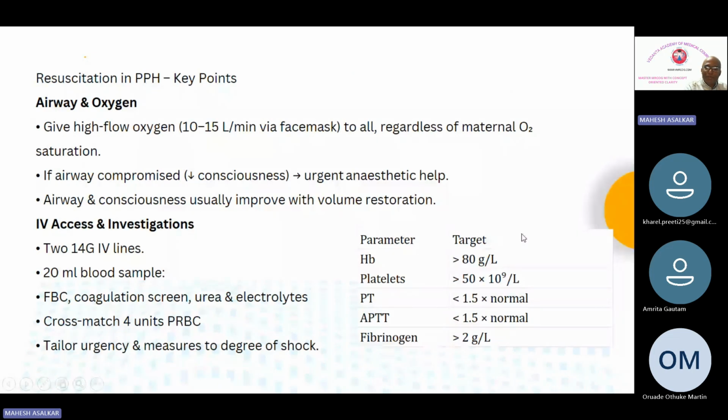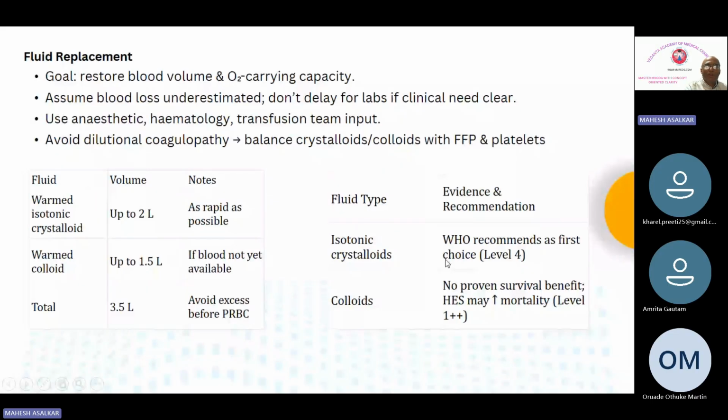So HB should be more than 8, platelet should be maintained above 50,000, and when the patient is bleeding, once the platelet comes below 75,000, you will start giving the platelets. And you need to maintain above 50,000. PT and APTT should be less than 1.5 times of the normal. Then fluid replacement, restore blood volume and oxygen carrying capacity. Assume blood loss is underestimated and don't delay for lab if clinical need is clear.